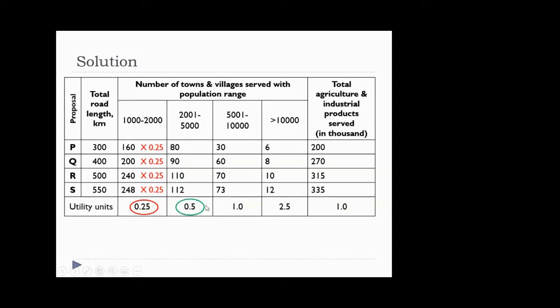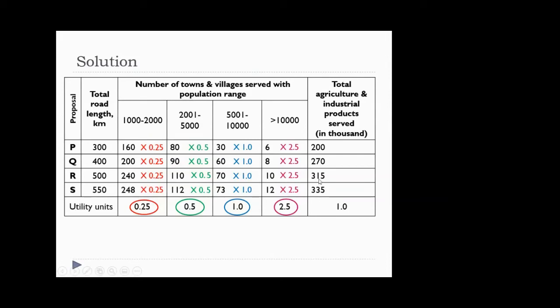Similarly, this 0.5 utility is for the 2,000 to 5,000 population range, and you have to multiply it with the number of towns and villages for all the proposals. Similarly, for 5,000 to 10,000, the utility is 1, so multiply it to all the values. For greater than 10,000, it's 2.5, so multiply it to all the values of number of villages and towns.